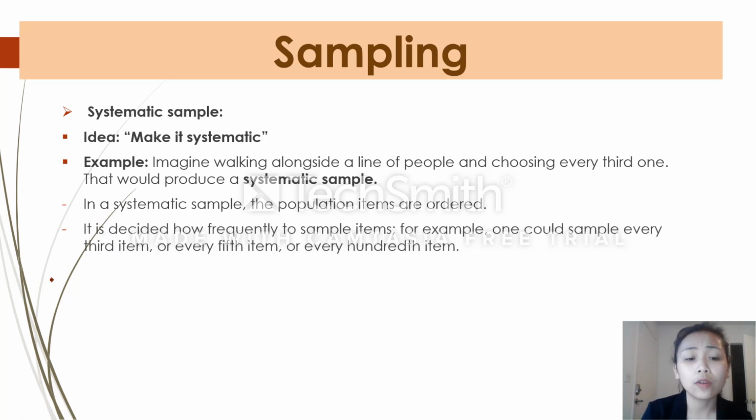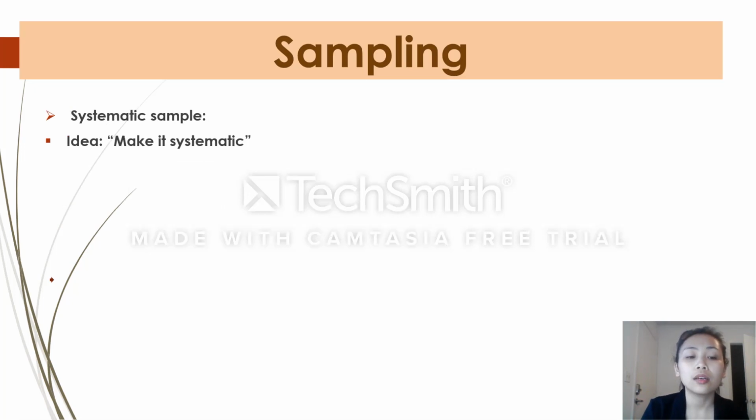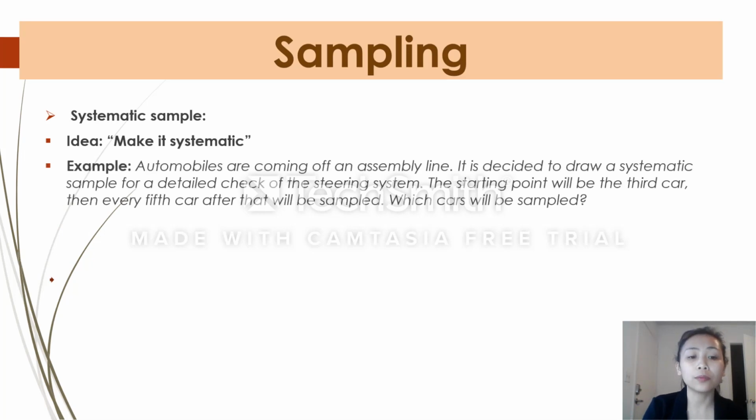It is decided how frequently to sample items. For example, one could sample every third item, or every fifth item, or every 100th item. So in systematic sample, we basically care about the order. Here's another example. Automobiles are coming off an assembly line. It is decided to draw a systematic sample for a detailed check of the steering systems. The starting point will be the third car, and then every fifth car after that will be sampled.